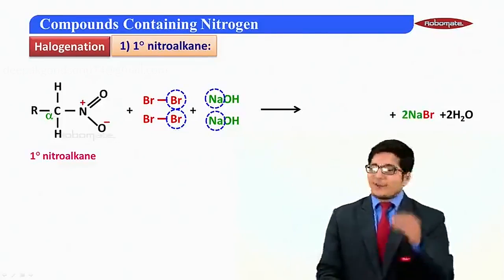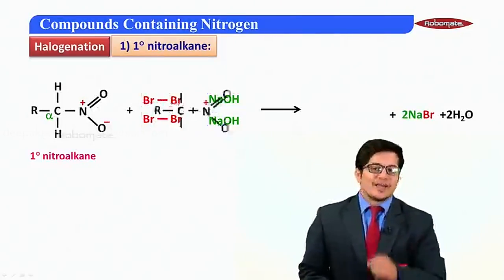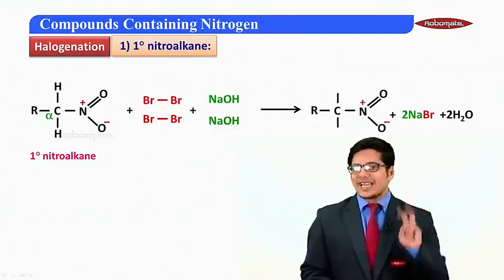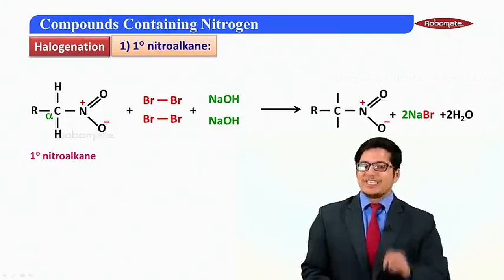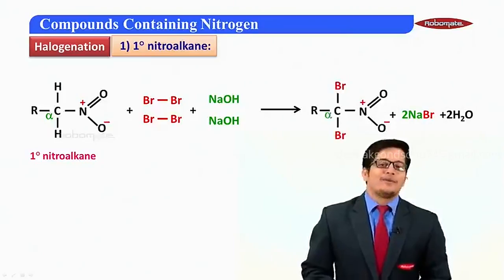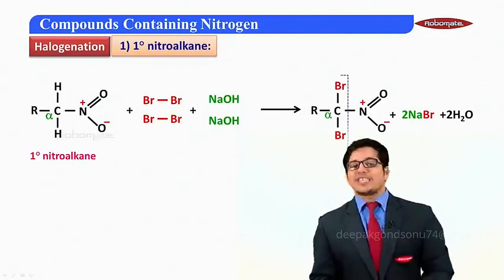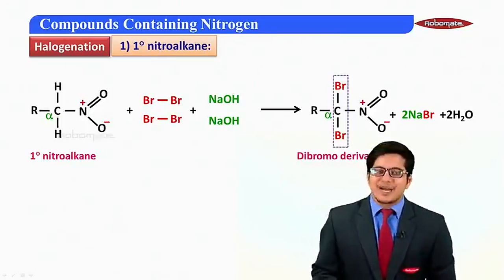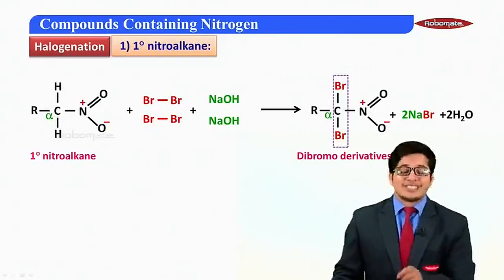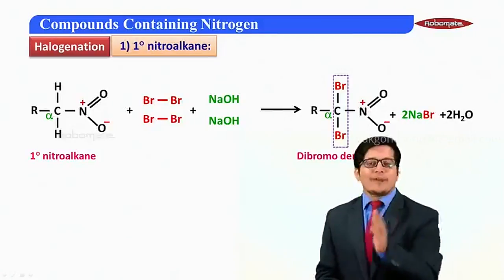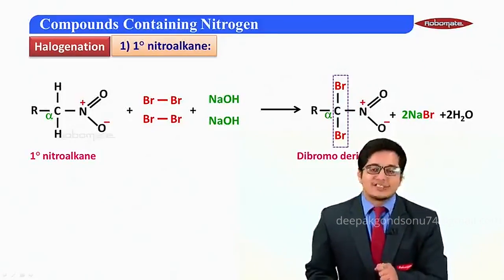Now what we are remaining with is RCNO2, carbon with two unsatisfied valencies, and both of these would be satisfied by bromine. So now you can say that yes, we have obtained a product that is nothing but a dibromo derivative of a primary nitroalkane. So this is how your primary nitroalkane would go for halogenation.